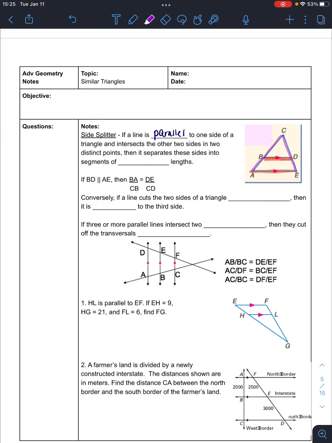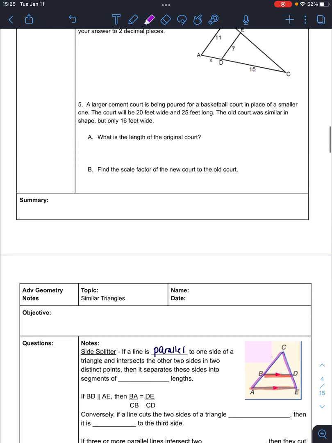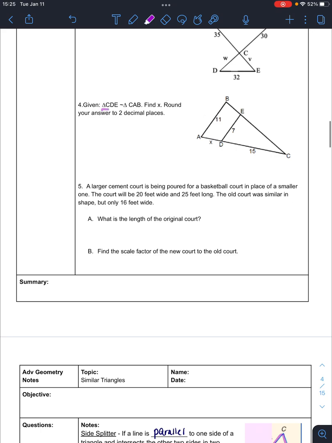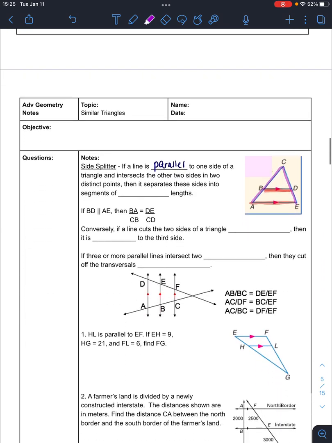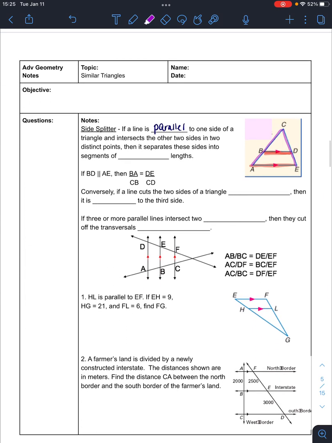In previous lessons, we've talked about how to set up proportions based on similarity statements. So we can use similarity statements similar to this one right here to know how to arrange our proportions so that we can solve for our missing sides. Today we're going to look at what happens when we don't have similarity statements.